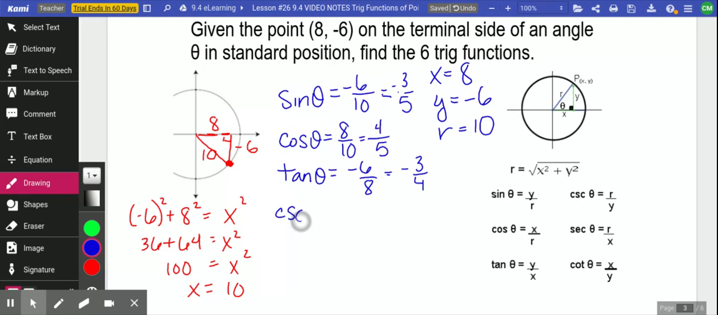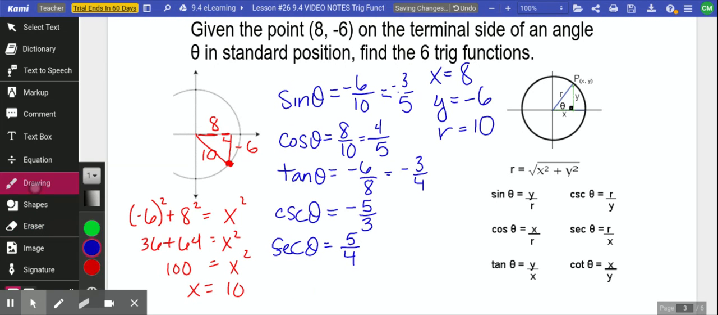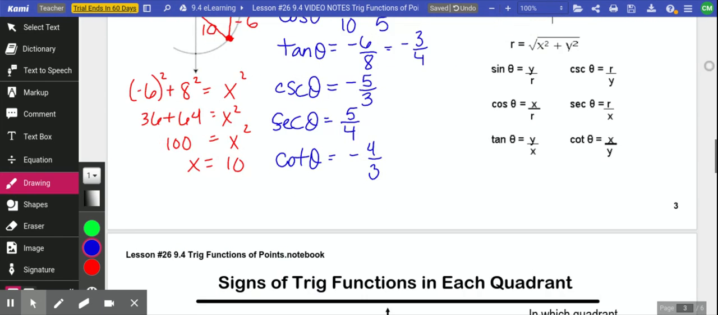And then cosecant of theta, that's sine flipped, that's -5/3. We have secant of theta, which is cosine flipped, so 5/4. And we have tangent of theta, which is, nope, just kidding. We did that already. We have cotangent of theta, which is tangent flipped, which is -4/3. All right, so that's how the negatives work.